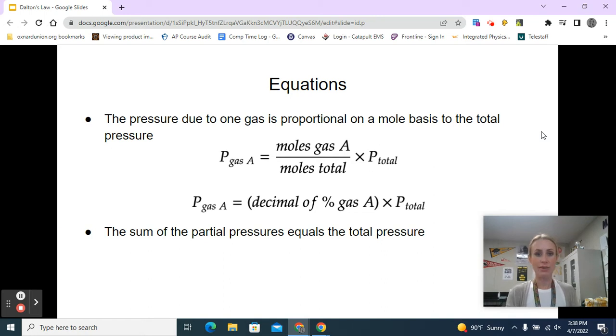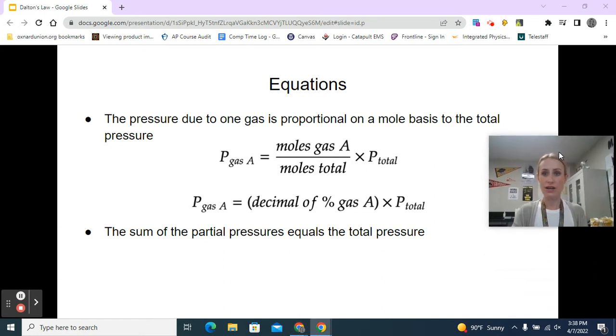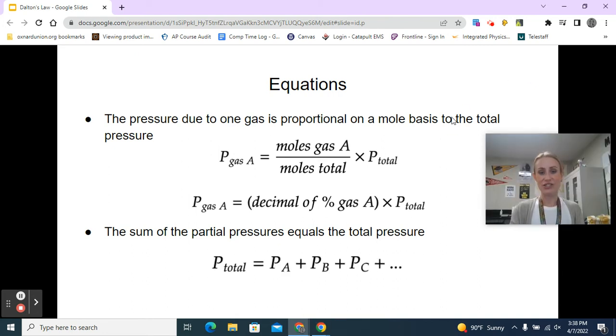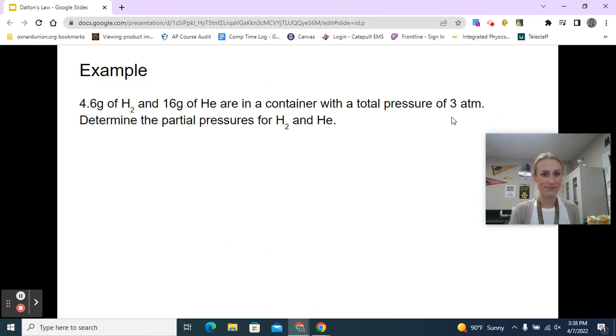And then the third equation that we get for Dalton's law is Dalton's law itself, which is just the total pressure is equal to the pressure of gas A plus the pressure of gas B plus the pressure of gas C plus dot, dot, dot, depending on, of course, how many gases we have in this mixture of gases. So you just add up all the pressures of each gas in our mixture to get the total pressure of the mixture of gases. So let's do a problem.